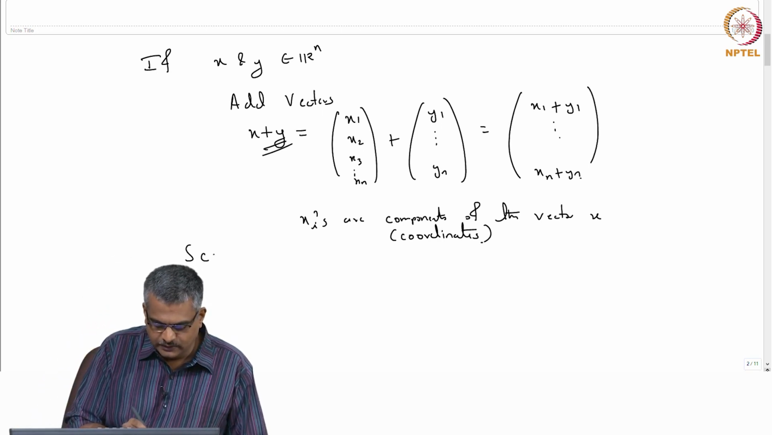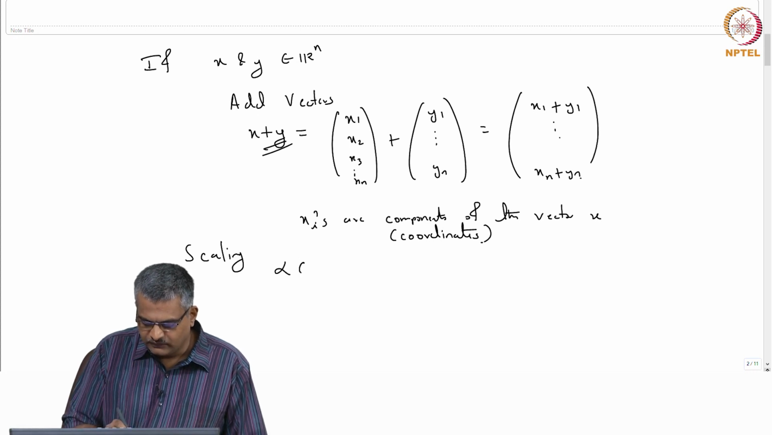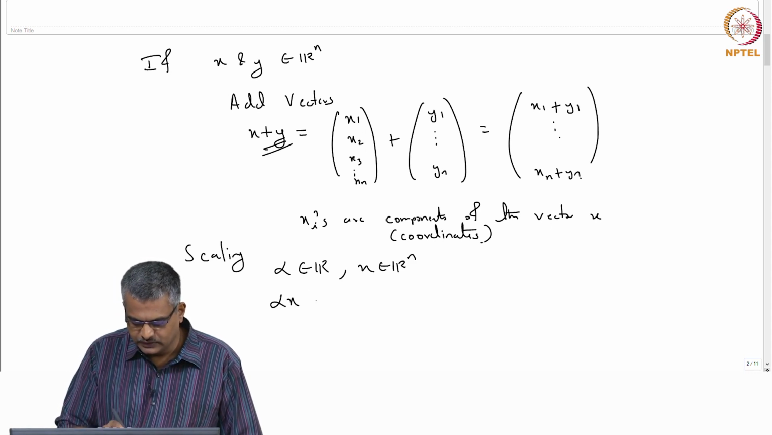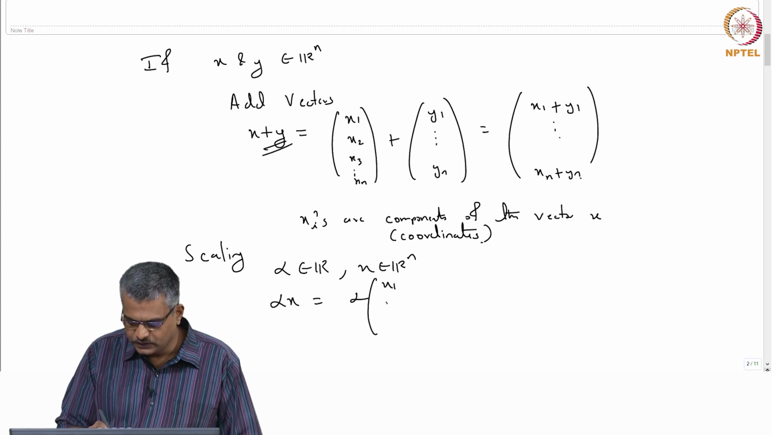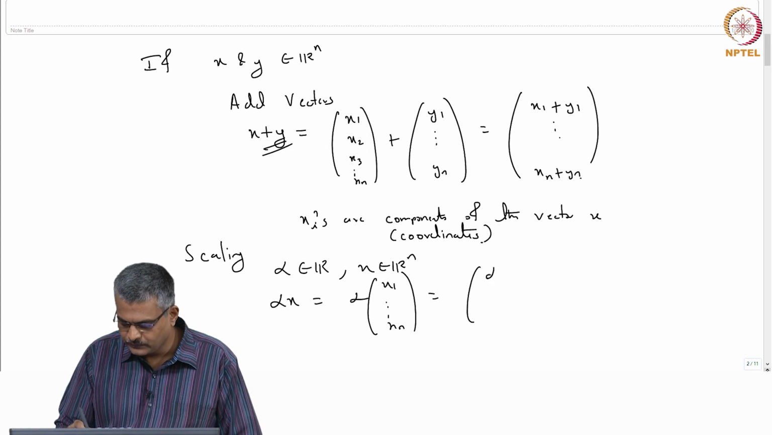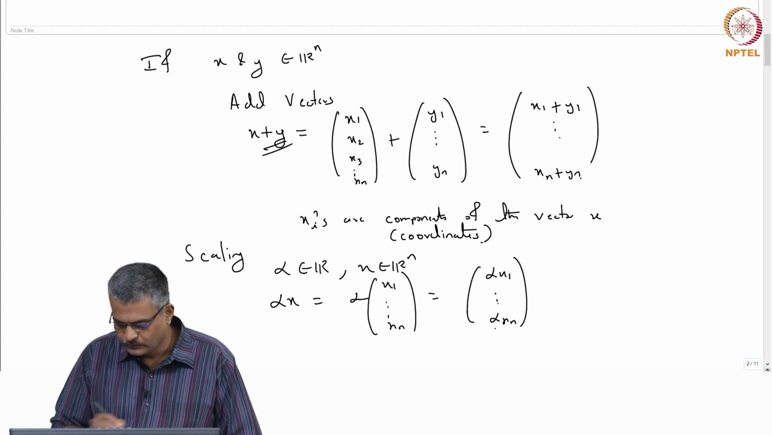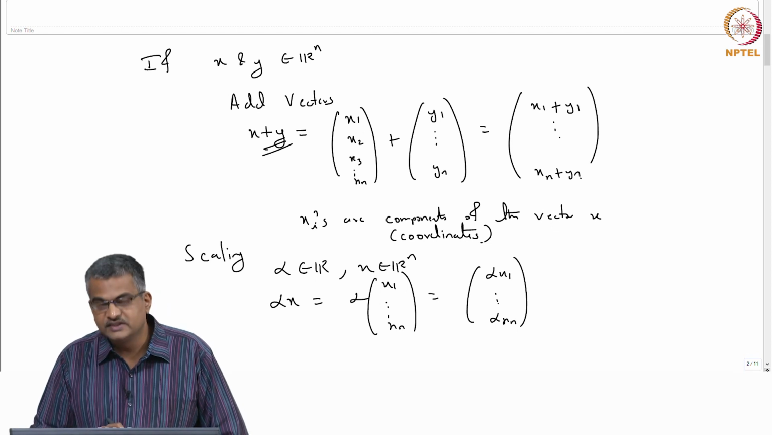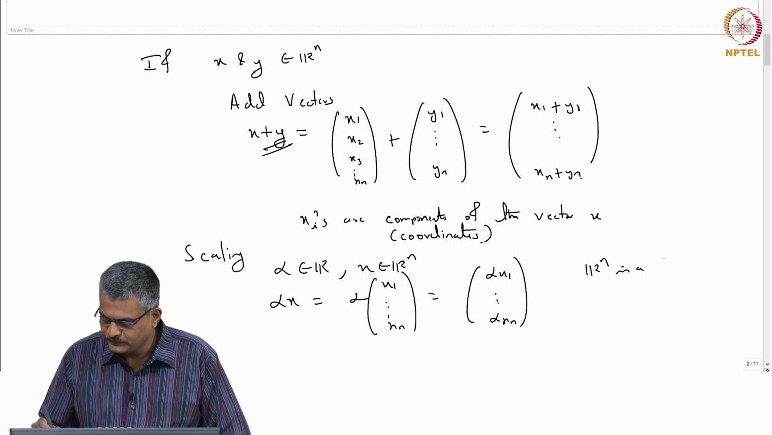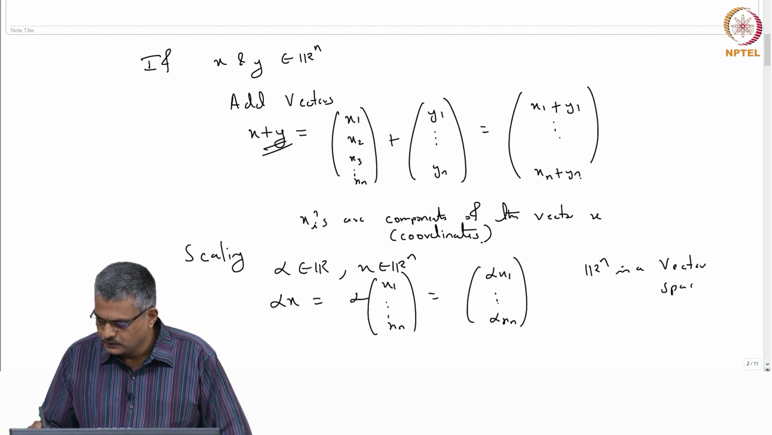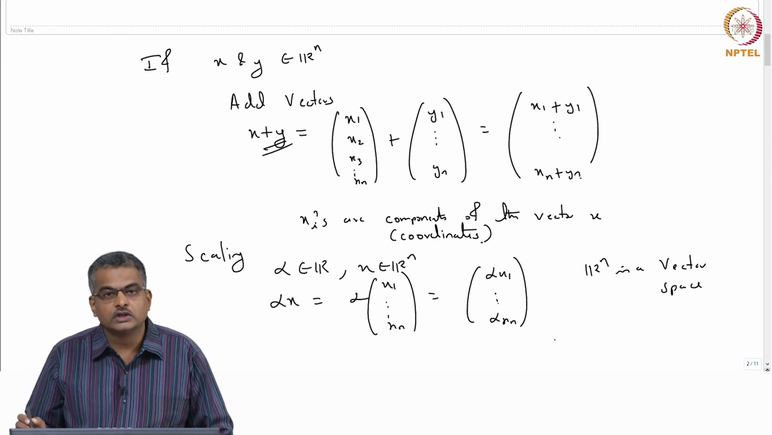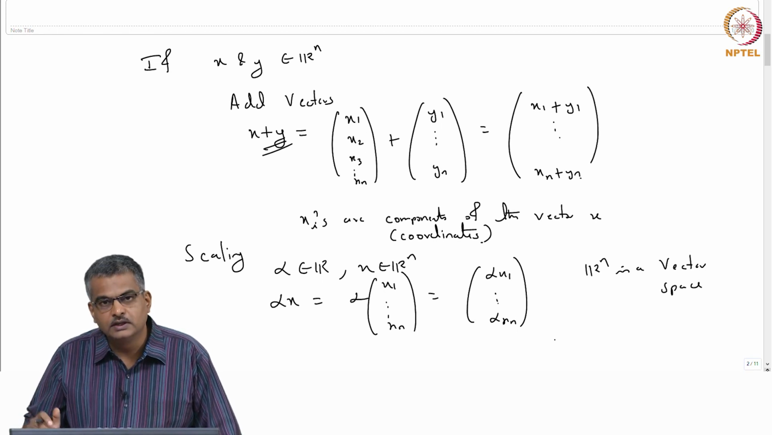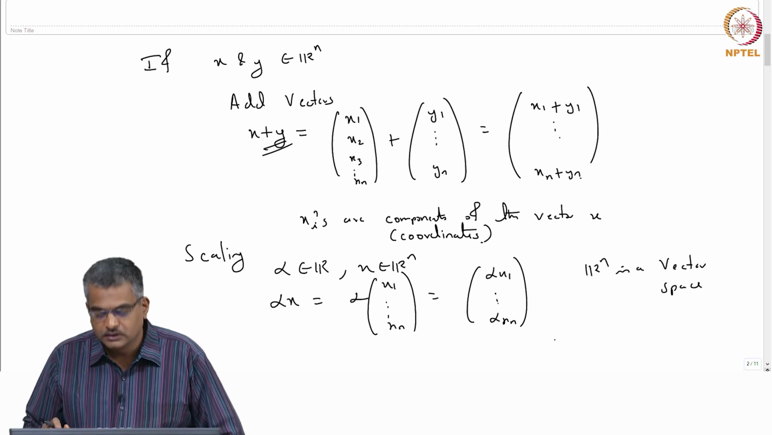One can also do scaling. So alpha is a scalar belonging to the real numbers and x is a vector. You can do a scaling of the vector by scaling each of the components. This is how scaling is defined. So note that the Rn space is a vector space. You add vectors, and it is closed under the operation of addition. When you add vectors, the resulting vector is also a vector in the n dimensional Euclidean space.